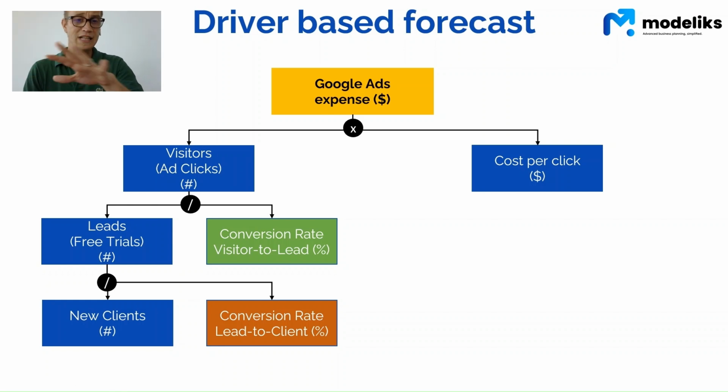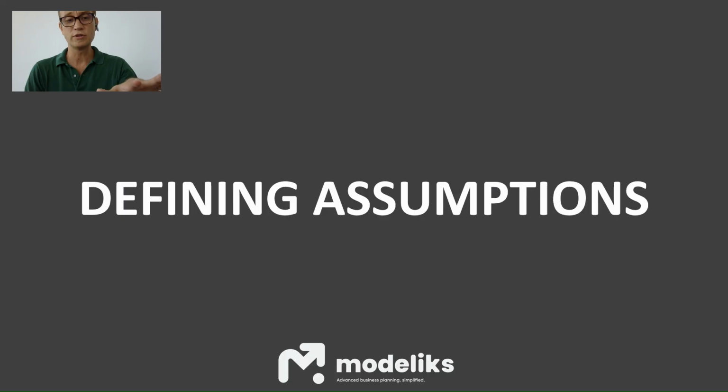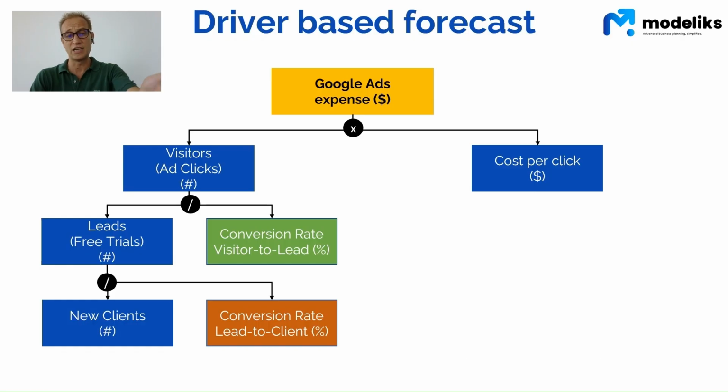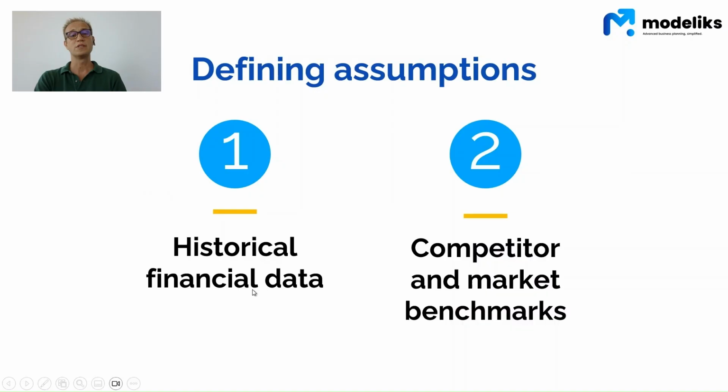Now, let's talk about defining the assumptions. Now we've decided how we are going to forecast our expenses, and let's say we decided we're going to do it based on a driver-based forecast for our Google Ads expense. But where do we get the cost per click assumption? Where do we get the conversion rate assumptions? Where? Well, there are two specific places.